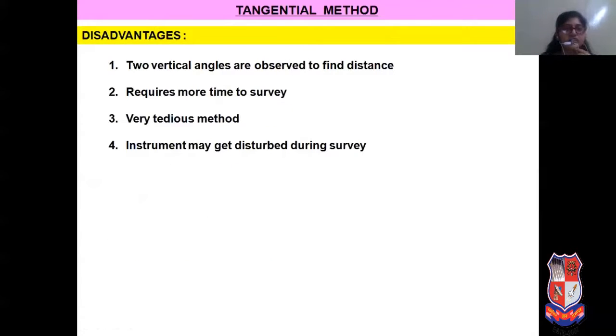There are some disadvantages of this method. The first one is that two vertical angles need to be observed to find out the distance, which requires more time to survey. It is a very tedious method. Instruments may get disturbed during the survey.